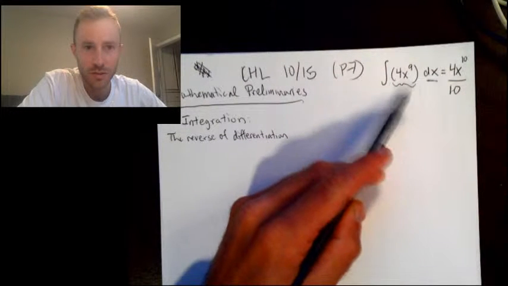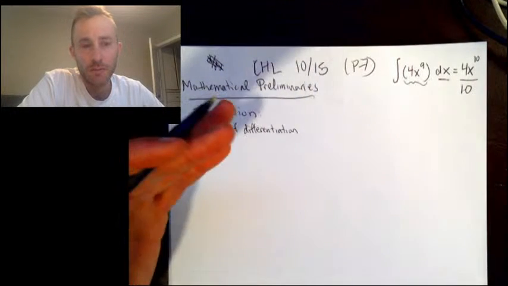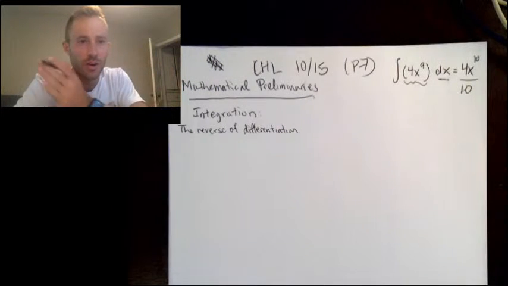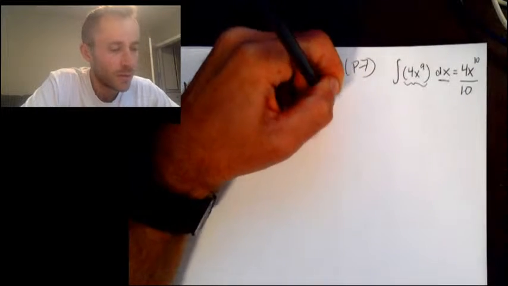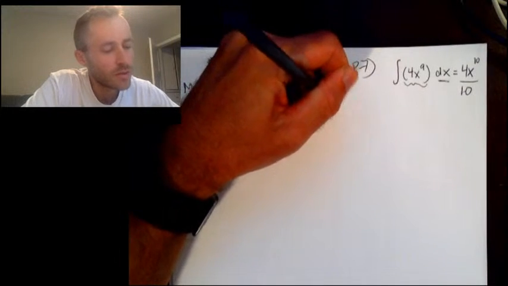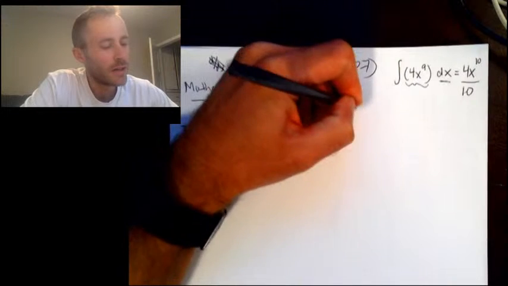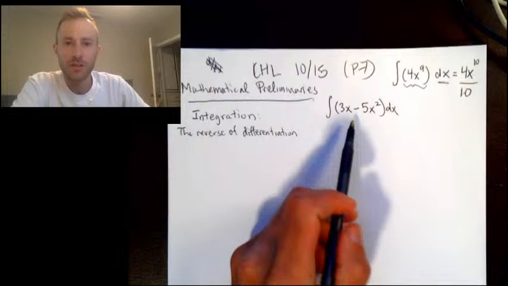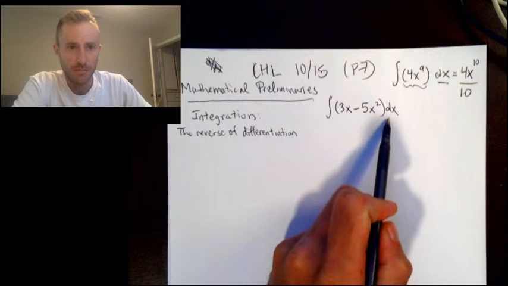This is for a monomial, meaning just a single term polynomial. If you have more than one term, you just integrate each of them separately and add them together. So for example, if you had the integral of, let's say, 3x minus 5x squared dx, then we're going to do the first integral and then the second integral.